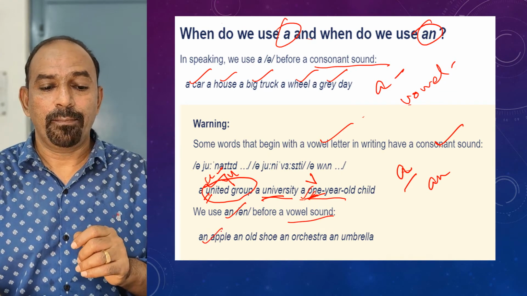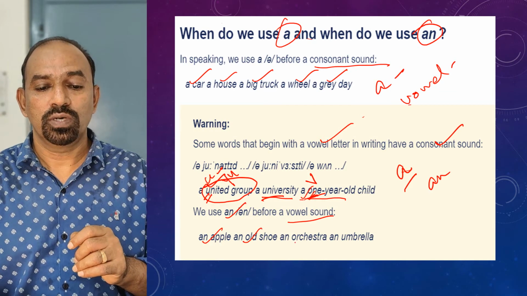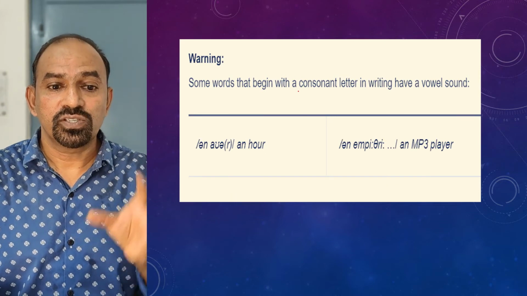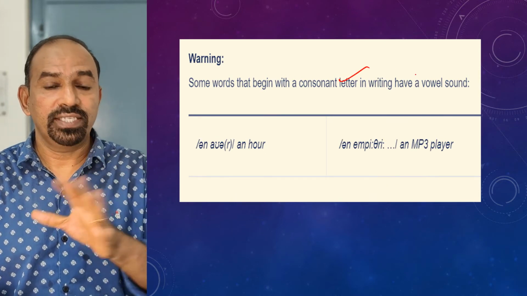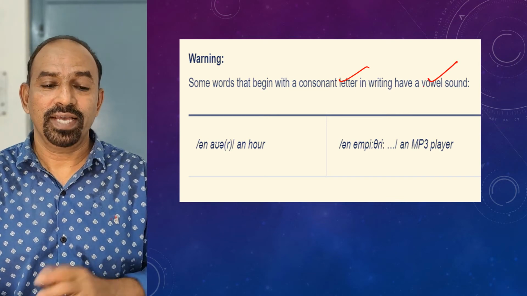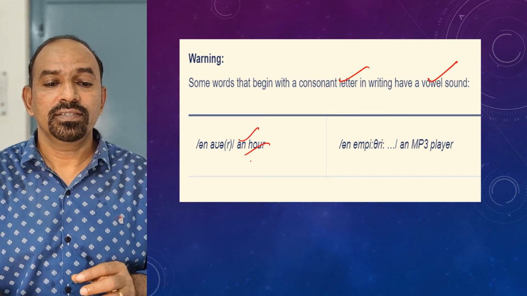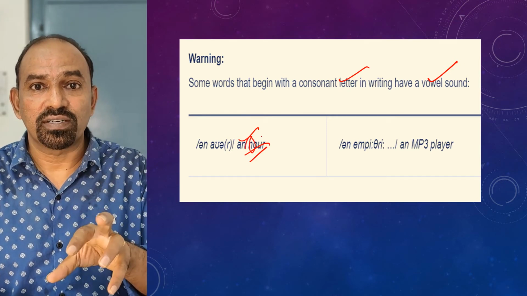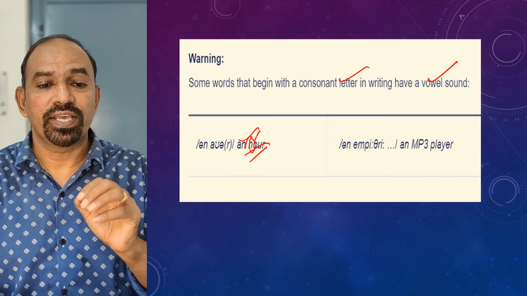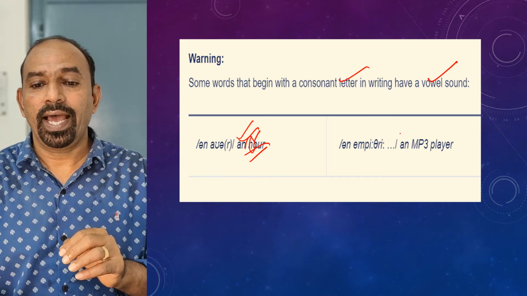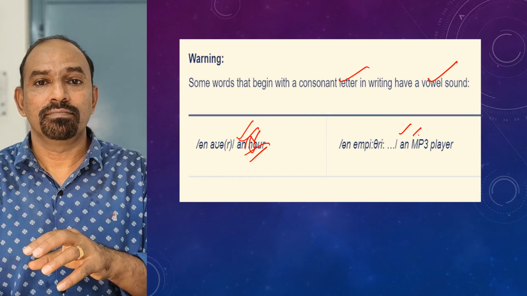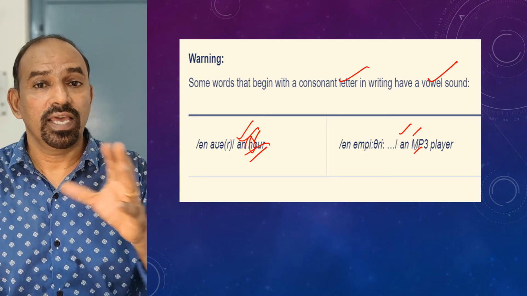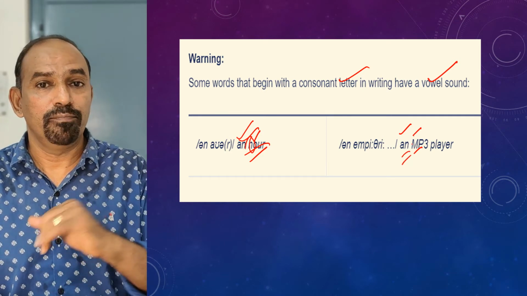Look at that: an apple, an old shoe, an orchestra, an umbrella. And warning: some words that begin with a consonant letter in writing have a vowel sound. Example, an hour. Here, in hour, H is silent. It is pronounced as our, so a vowel sound is given here. So, an hour. An MP3: M, even though it is a consonant letter, sounds like a vowel. So we use an MP3.